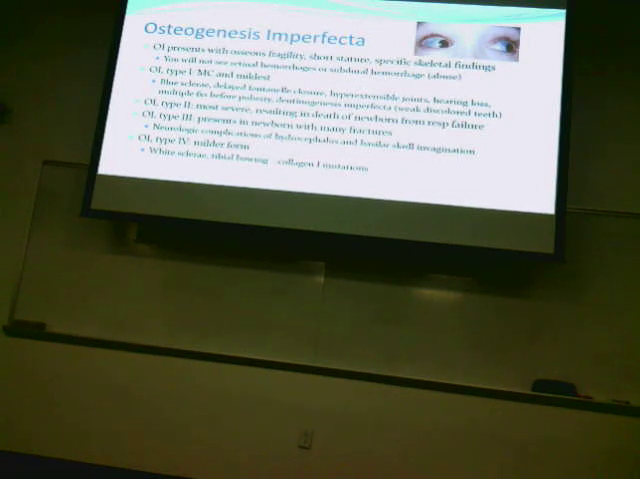Type 2 is most severe, and there's death in the newborn from respiratory failure. Type 3 presents in the newborn with many fractures, and there's also some neurological complications as well. Type 4 is a milder form, but you don't have the blue sclera here. The sclera is white, and you have tibial bowing. And this is from collagen 1 mutations.